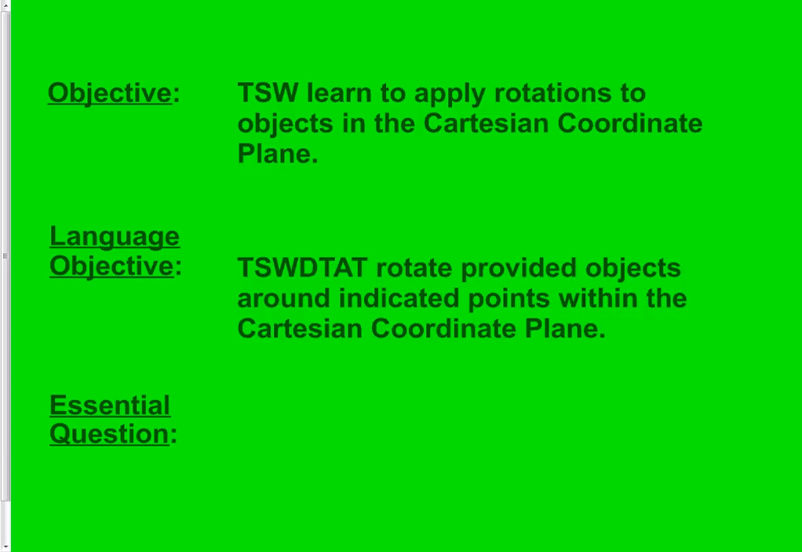In class, the student will demonstrate the ability to rotate provided objects around indicated points within the Cartesian coordinate plane. We should remember that from our discussion on rotations. You have to have a particular point that you're going to rotate around. And your essential question for the day: can I rotate an object in a graph?